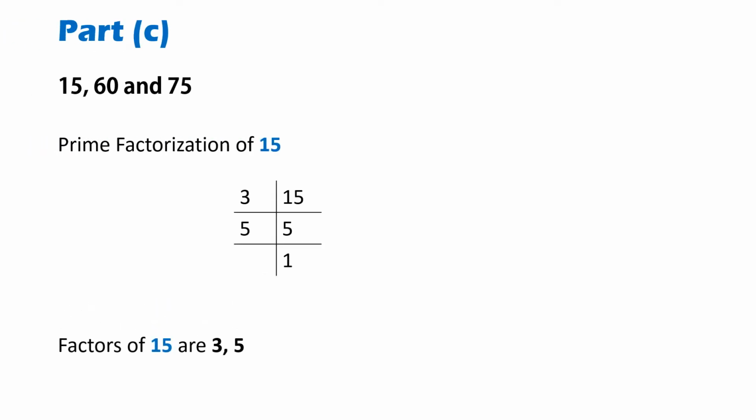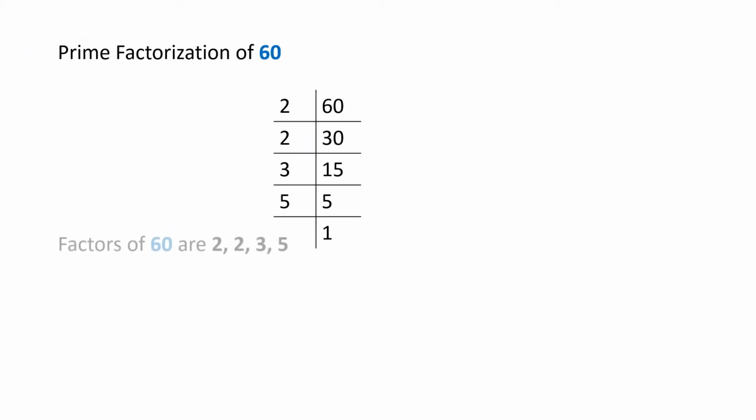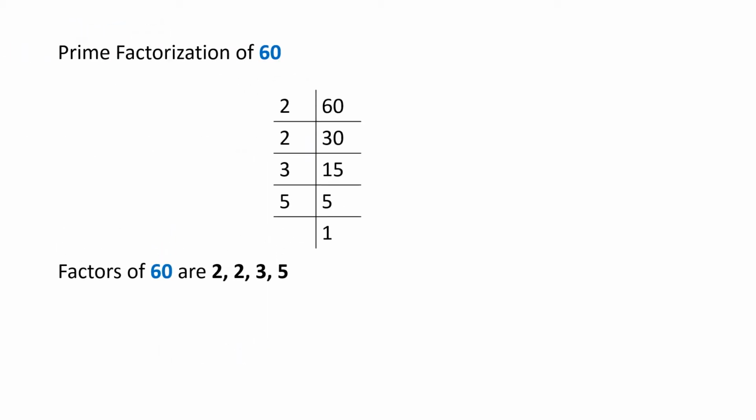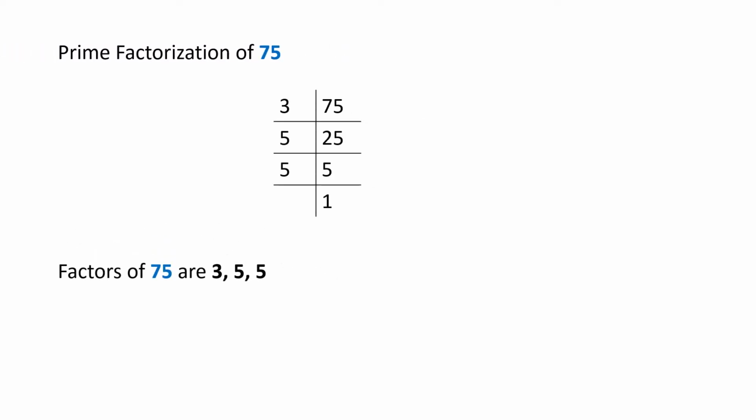Part C. To find the highest common factor of 15, 60, and 75, first calculate the factors of each number by using the prime factorization method as shown. Factors of 15 are 3 and 5. By prime factorization of 60, factors of 60 are 2, 2, 3, 5. By prime factorization of 75, factors of 75 are 3, 5, 5.